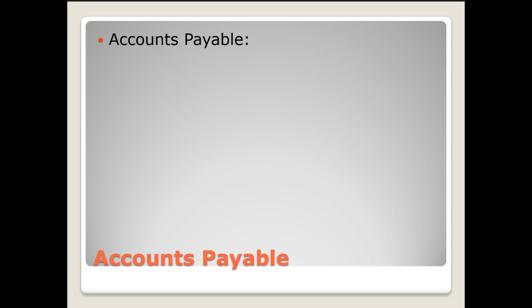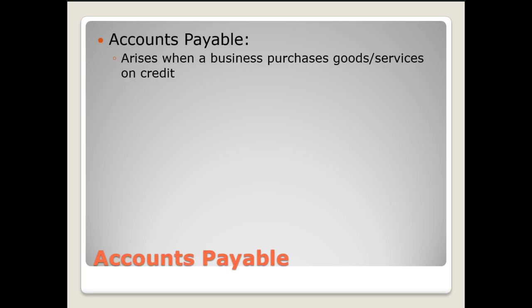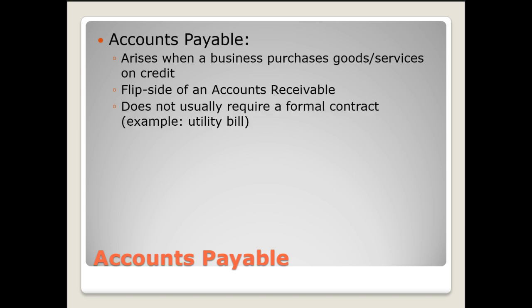Accounts payable arise when a business purchases goods or services on credit. This is sort of the flip side of an accounts receivable. So when a business buys something from another business on credit, it causes an accounts payable journal entry for the buyer and an accounts receivable entry for the seller. Normally, an accounts payable is not a formal contract, it's an invoice or a bill.